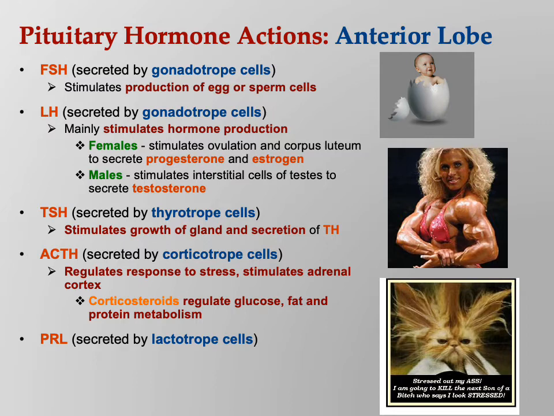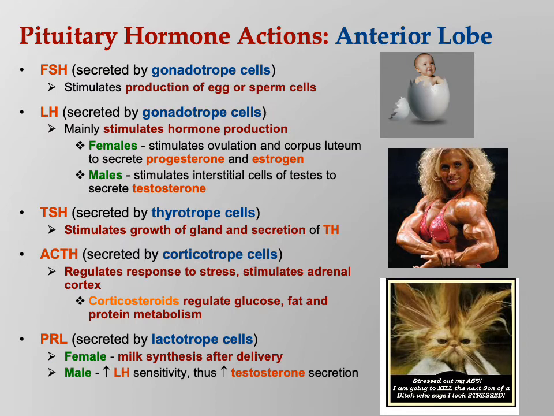Prolactin secreted by the lactotrope cells, again, not a critical term. In females, this is milk synthesis after delivery. So females don't produce milk when they're not pregnant, all right? It's during pregnancy that the mammary glands start to grow, and then prolactin causes them to start making milk.